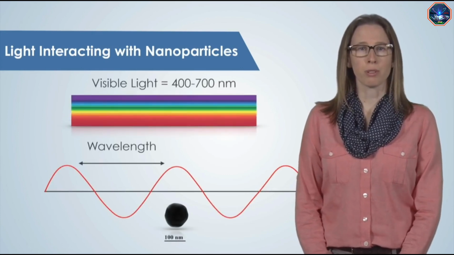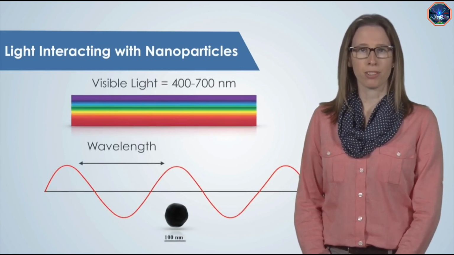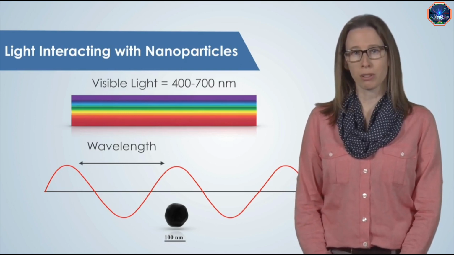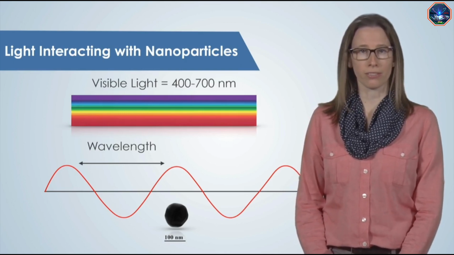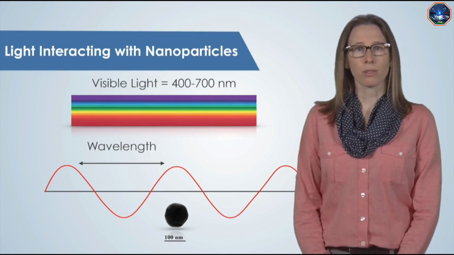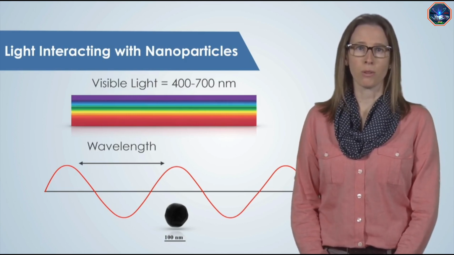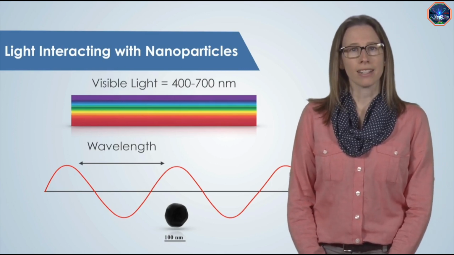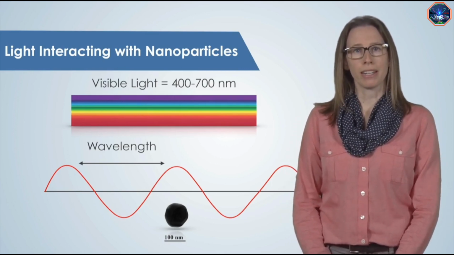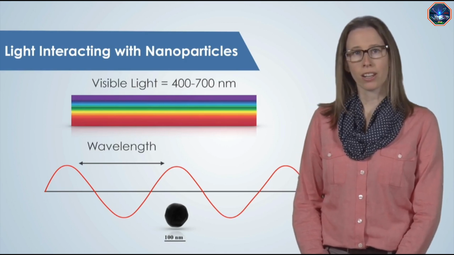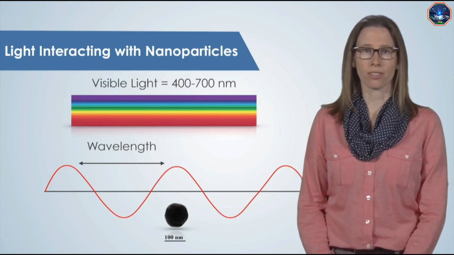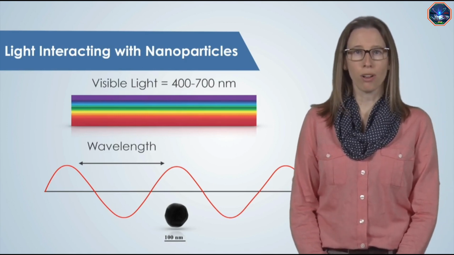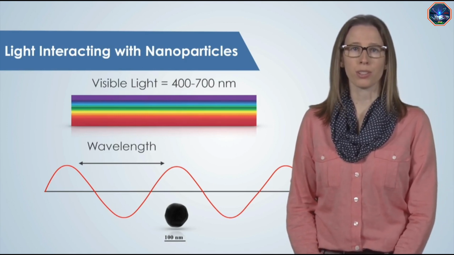Visible light has wavelengths between 400 and 700 nanometers. When visible light interacts with nanoparticles that are similar to or smaller than the wavelength of light, the light interacts with the material in a different way than it would with a larger bulk material. We now understand that the color of light absorbed by a nanoparticle will change as the nanoparticle's size changes. The way light scatters or reflects will also depend on the size of the particles.